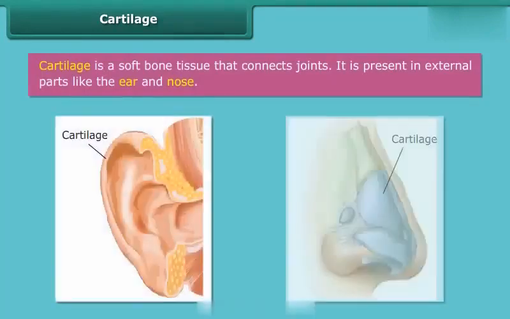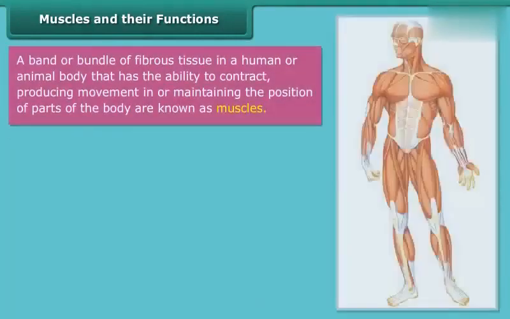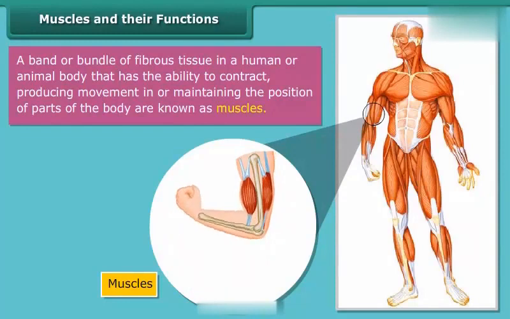Cartilage. Cartilage is a soft bone tissue that connects joints. It is present in external parts like the ear and nose. Muscles and their functions. A band or bundle of fibrous tissue in a human or animal body that has the ability to contract, producing movement in or maintaining the position of parts of the body, is known as muscle. The movement of the body is controlled by alternate contractions and relaxations of two sets of muscles.